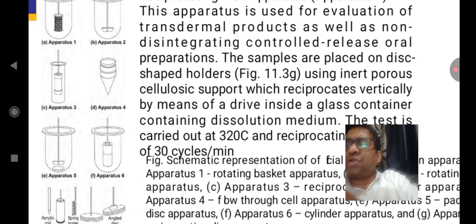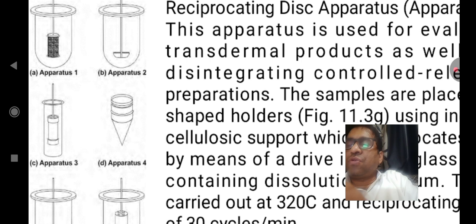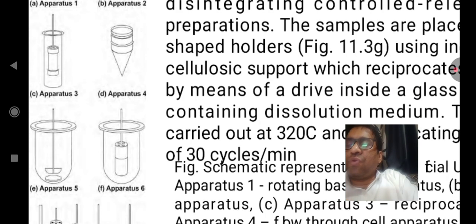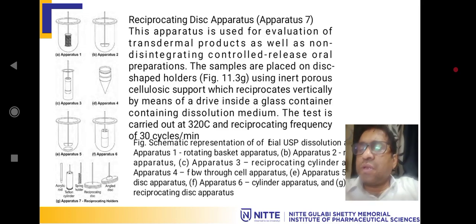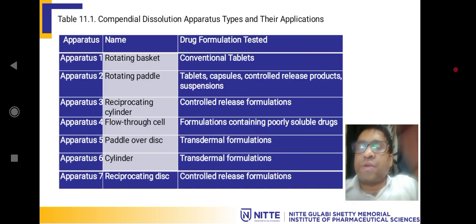These are all the pictures. You can see apparatus 1, 2, and I will show you 3, 4, 5 and 6, where you can see various forms: reciprocating disc, stirring holder, acrylic rods. So these are all the things available to us today. Seventh apparatus, for transdermal products and controlled release products. Samples are placed on a disc as shown here. Apparatus 7. The temperature is maintained at 32 degrees, 30 cycles per minute. It is a schematic representation of all the experiments we have studied now.